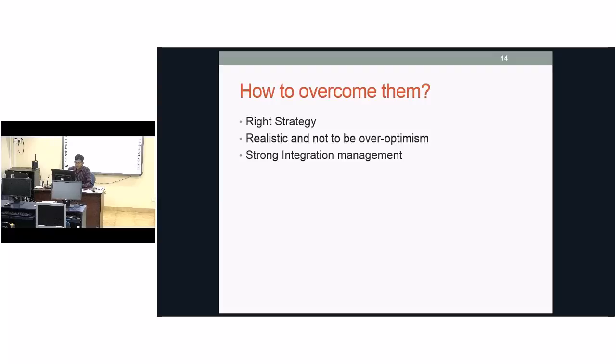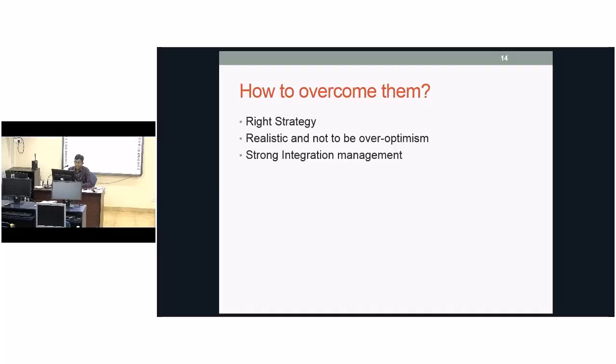And the last and the most important thing is strong integration management. Keep in mind, this will be tested in your exams also when it comes to mergers and acquisitions. Why they fail, why they become successful, and if they want to be successful, what kind of things the management should do.